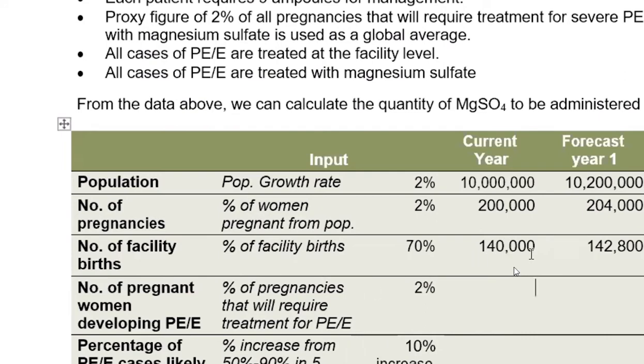Now understand this. Not all women will develop preeclampsia, right? That's the reality. Out of all those who give birth in hospital, not all of them will develop preeclampsia. So from the HMIS data, the number of preeclampsia cases recorded on the treatment chart was found to be 2%. So can we do 2% of all these? Okay, so 2% of 140,000 is 2,800.